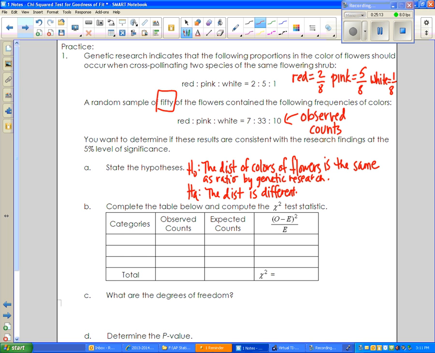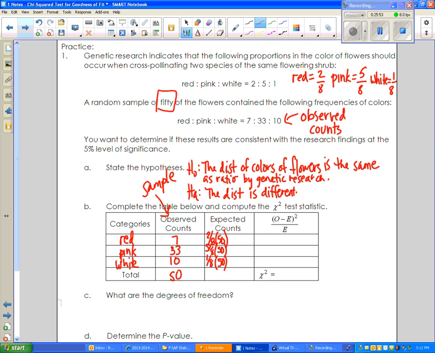Okay, and so we have 3 categories of flowers. We have red flowers, pink flowers, and white flowers. Remember the observed counts, that's your sample. And we're told we had 7 red, 33 pink, and 10 white. And so the total of that is 50. The expected counts, well, I know 2/8 of my sample should be red. So I'm going to take 2/8 times 50, and that's going to give me my expected count. I'm going to do 5/8 times 50 for pink, and 1/8 times 50 for the number that I would expect to be white.